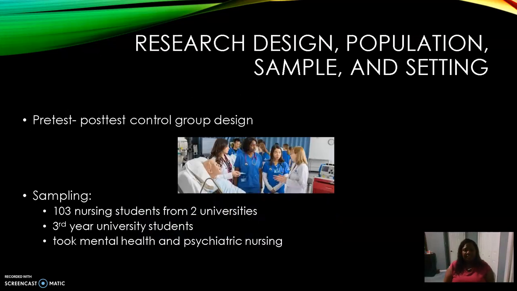Research design, population sample, and settings. This study was an example of a pre-test, post-test control group design. There were two groups in this study. One was the intervention group, and the other was the control group. The intervention group is the one that had to do the simulation. The sampling consists of 103 nursing students from two universities. They had completed 3 years of nursing school, and they had already completed the mental health and psychiatric nursing classes.